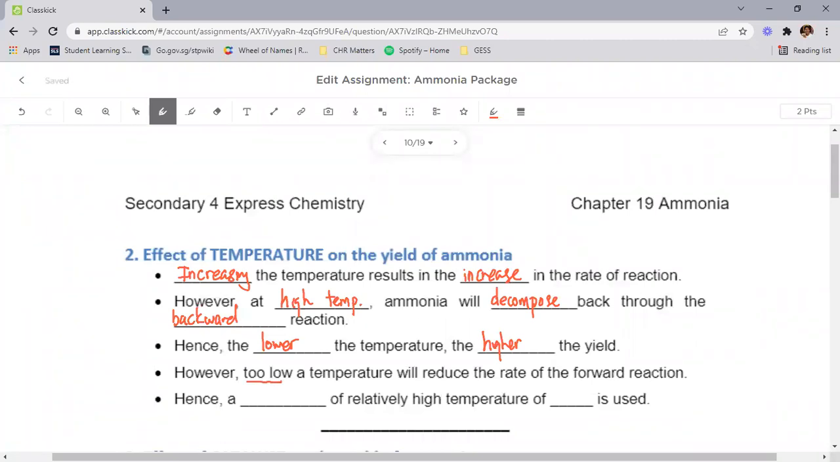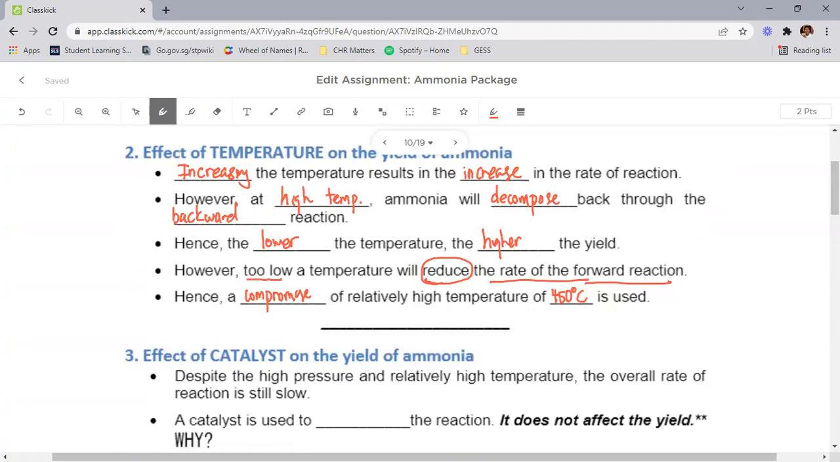However, if the temperature is too low, it will reduce the rate of the forward reaction, which is not good. Because if the reaction is very slow, it takes forever just to produce your ammonia. Hence, once again, it is a compromise of a relatively high temperature. We're going to use from 200 to 600. Generally, the one that you always see in your textbook, in the plants, is 450 degrees Celsius. So 450 degrees Celsius is the condition for your ammonia production.